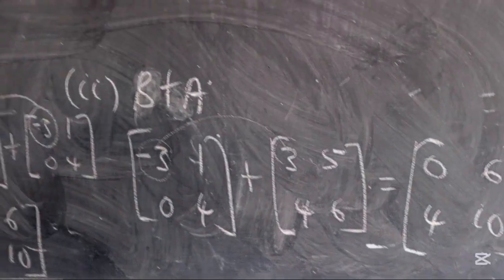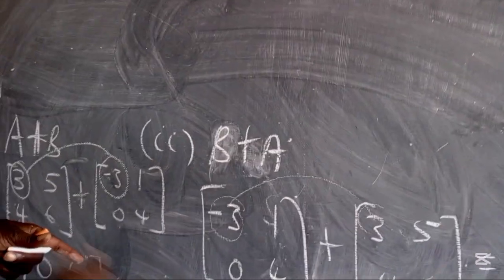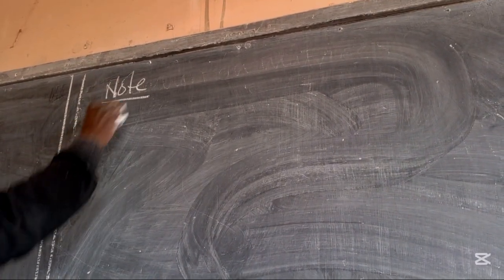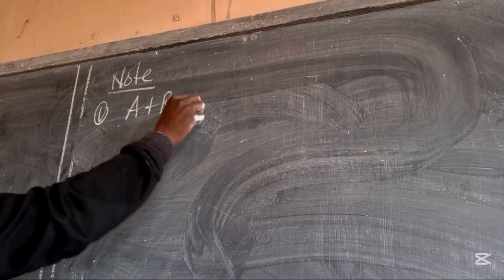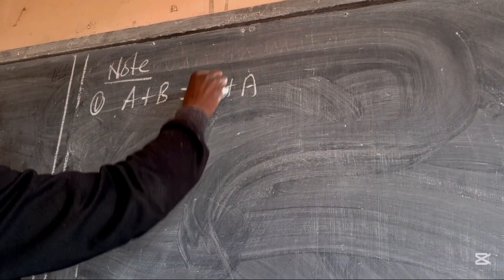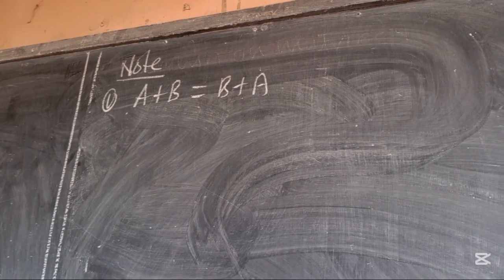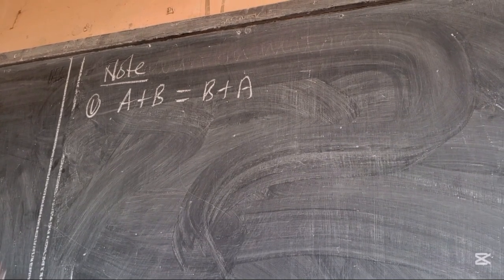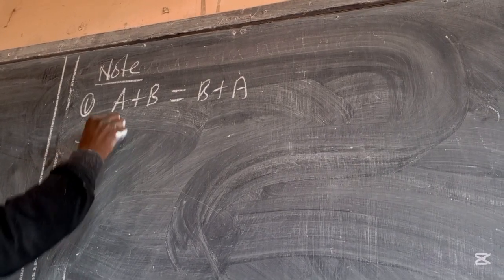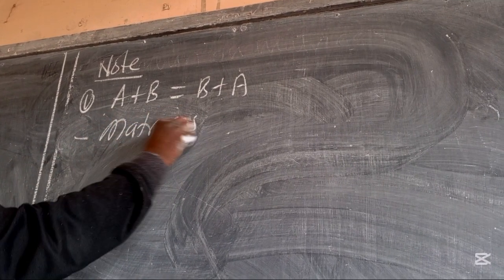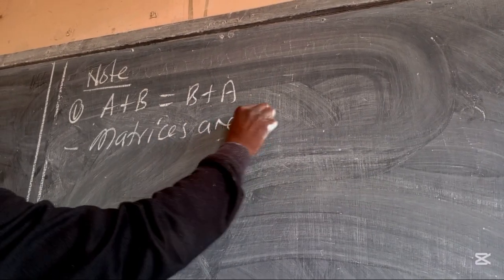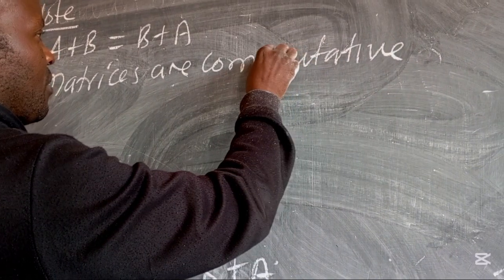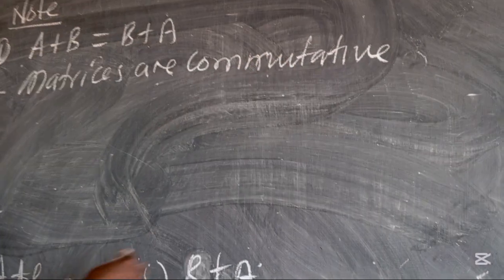I've concluded that the following should be noted. I should conclude that number 1, A plus B is the same as B plus A. They are the same. Why? So our conclusion under addition of matrices is that matrices are commutative. So the law of matrices, we are saying matrices are commutative. Commutative means you can interchange them, but the answer will remain the same.